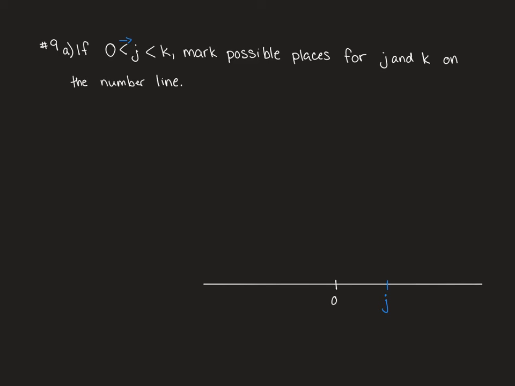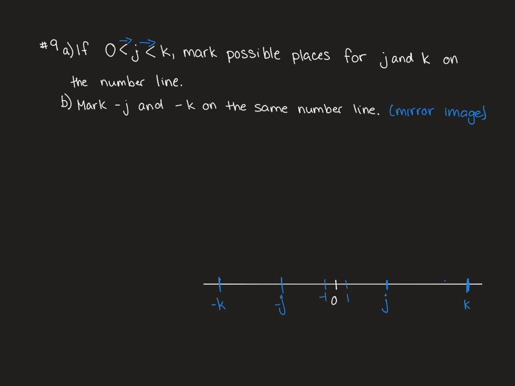Then J has to be to the right of O, but K has to be bigger than it as well, right? J is greater than 0, but less than K. So I'm just going to, maybe I'll go right at the end here. So they don't have to be evenly spaced. They can be anywhere on there. And we've marked possible places on the number line, okay? It doesn't matter how close they are. You could have like J and K right there. You could have J and K or J and K, as long as J is in the middle.